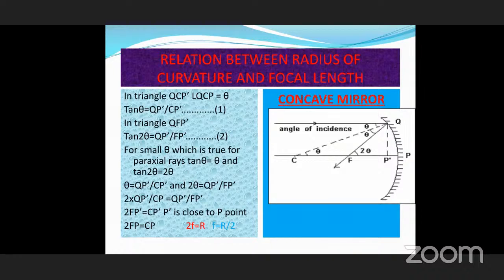And finally, what you have to do? Another assumption you have to bring here: P dash is very close to P. Instead of FP dash, you can take FP. Instead of CP dash, you take CP. So substituting these two, we get 2f is equal to r. 2 into focal length is equal to radius of curvature. Therefore, this is applicable not only to a concave mirror, it is applicable to a convex mirror also.